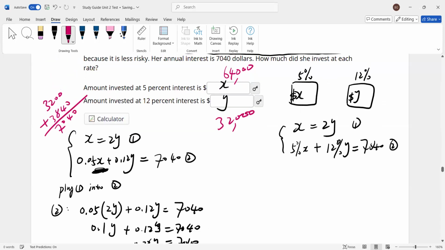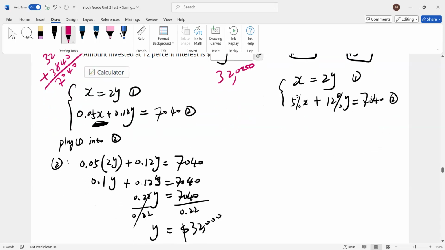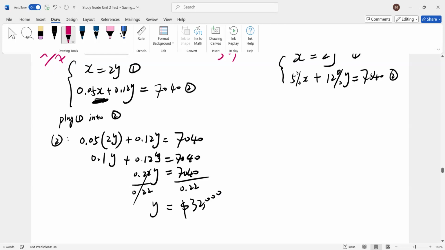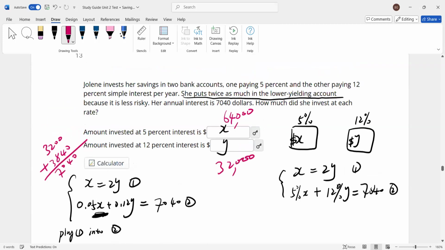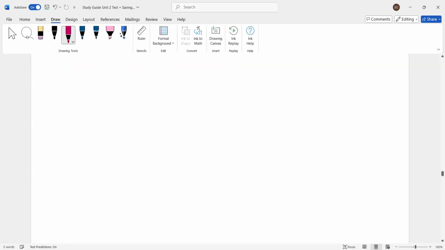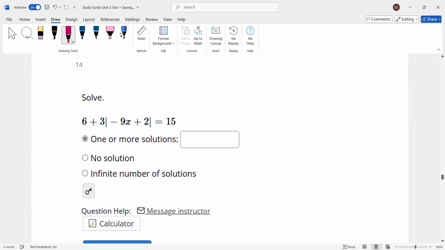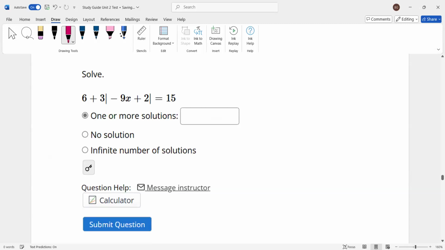When you check for an application problem, you do not plug your proposed solution into the equation. The equation did not exist in the problem. You plug them back into the sentences, the conditions in the words. Okay, so that is number 13. I feel like I need to hurry up. Number 14. I thought we had enough time.